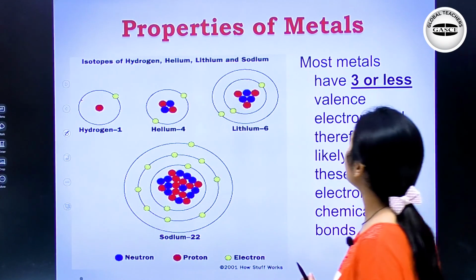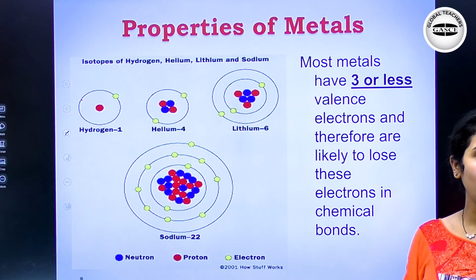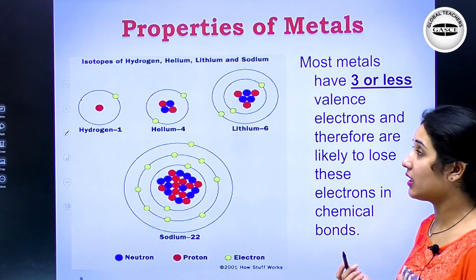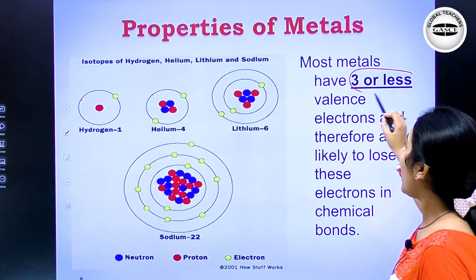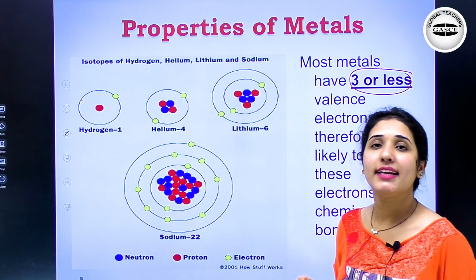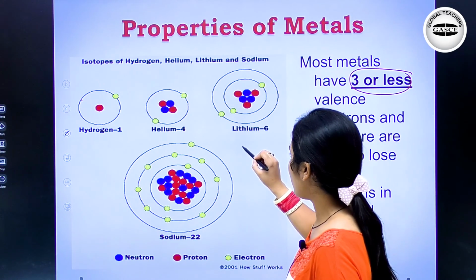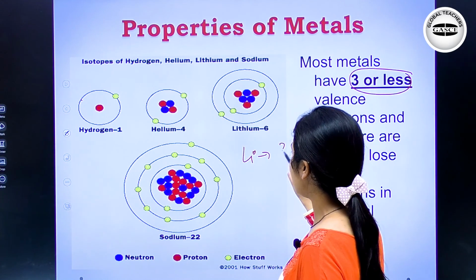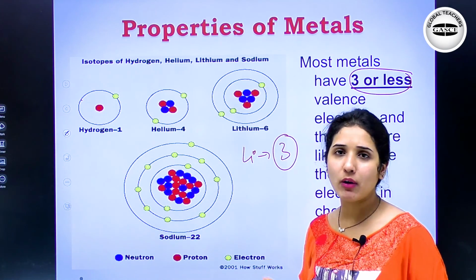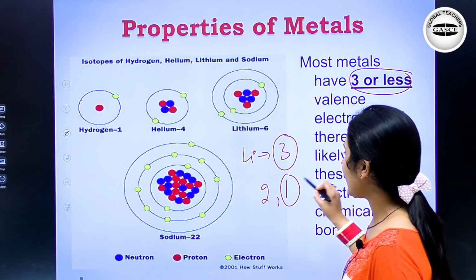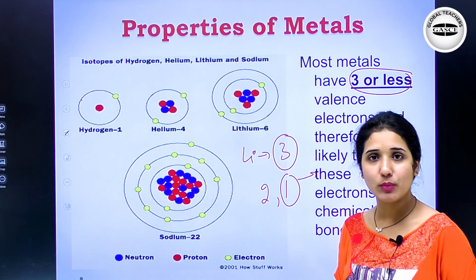Now let's talk about reactivity. If we talk about the valency of elements or metals specifically, they generally have 3 or less than 3 electrons in the outermost shell. Like lithium, the atomic number is 3. So its electronic configuration will be 2, 1. That means it has 1 electron in the outermost shell.